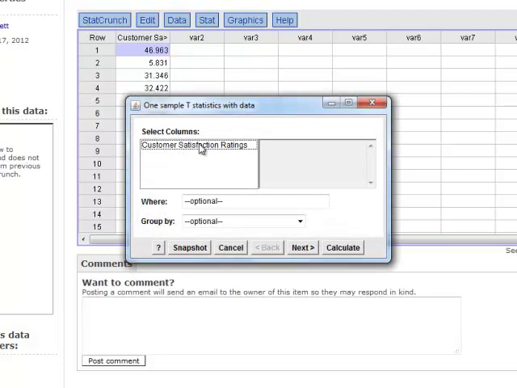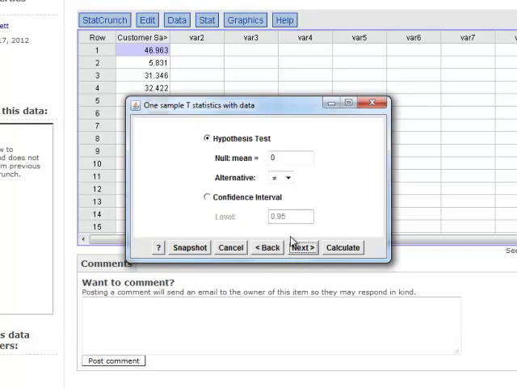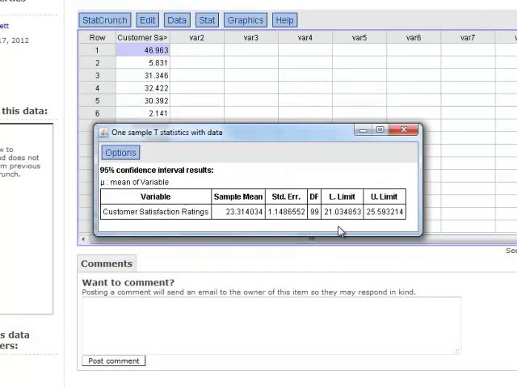And so you would click on your column that has your data in it, and that's our customer satisfaction ratings column. And then you go to the next, you click on confidence intervals, and then you choose the level of confidence that you want. So if we want a 95% confidence interval, then we have 0.95 as our level here. Then you could click on calculate, and it gives you the results.